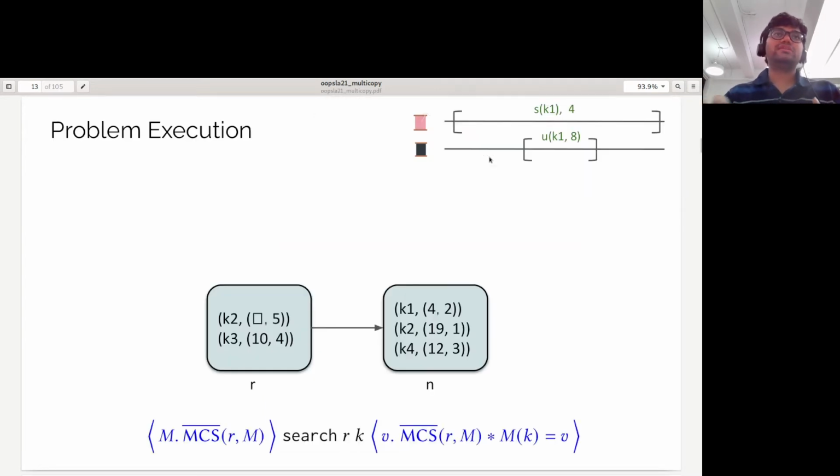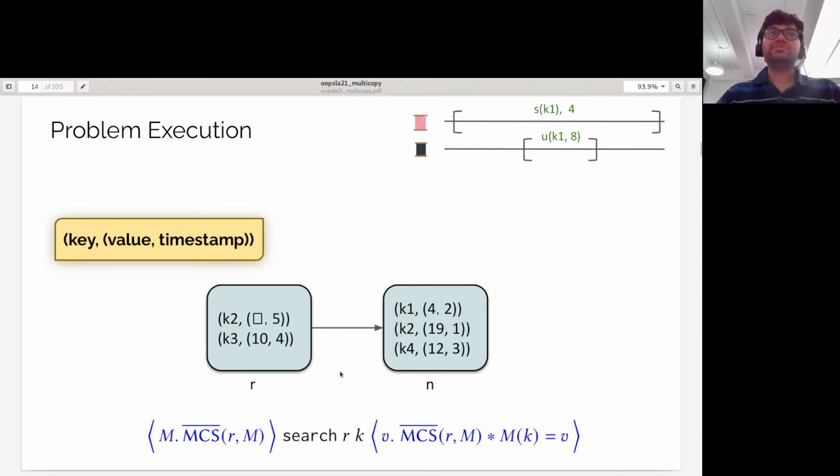To see that, consider the following example. We have a multi-copy structure with two nodes, and in this example, we have attached timestamps with the values. This is to distinguish between two different values which are attached with the same key. Timestamps are not part of the data structure, but merely ghost data, useful for the purpose of the proof.